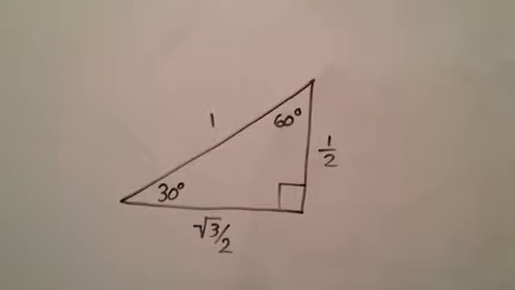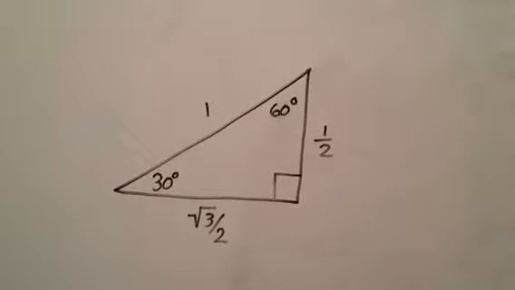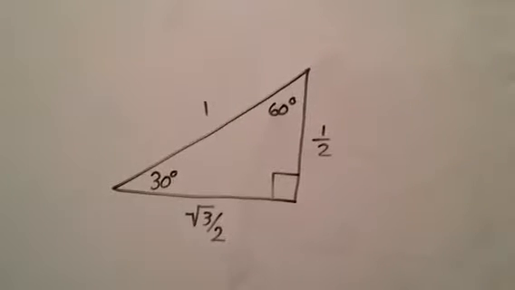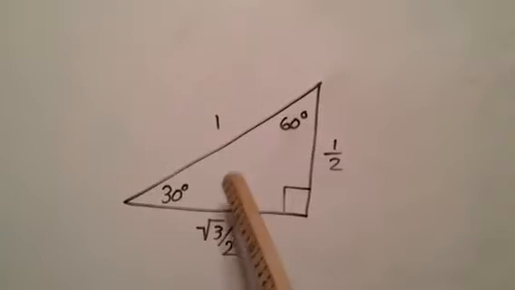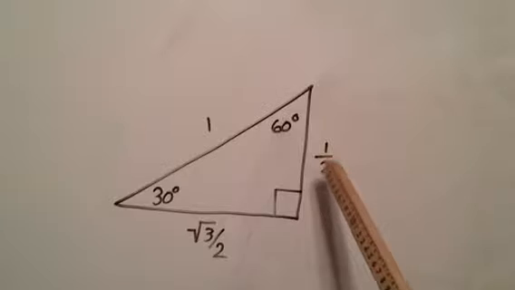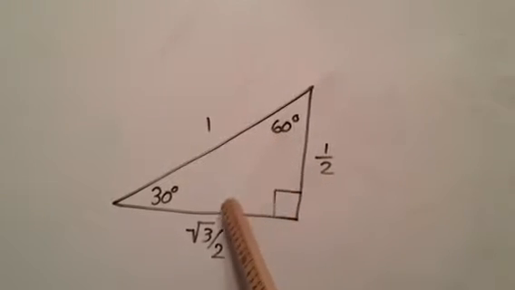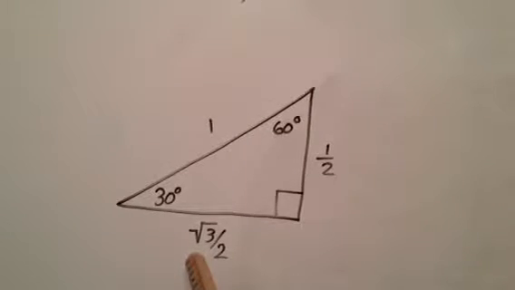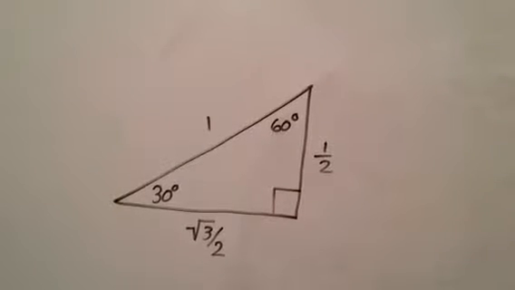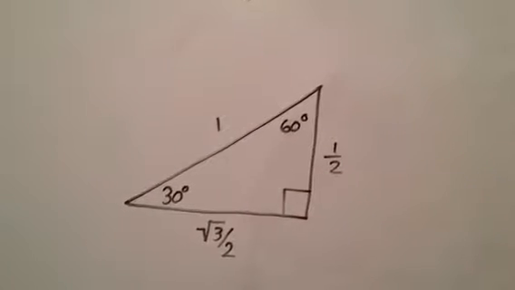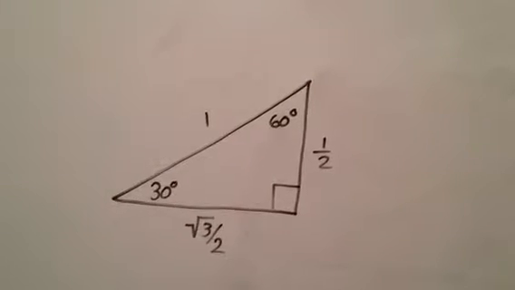Some things that you need to memorize. Here we have our 30, 60, 90 triangle. Assuming that the hypotenuse has a length of 1, the side across from the 30-degree angle has a length of 1/2. The side across from the 60-degree angle has a length of square root of 3/2. These are important values for determining the sine, cosine, and tangent of 30 degrees and 60 degrees.